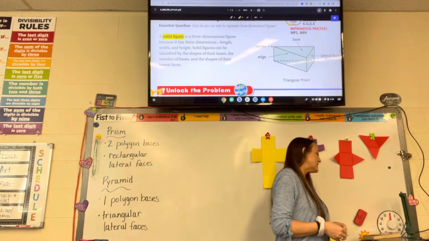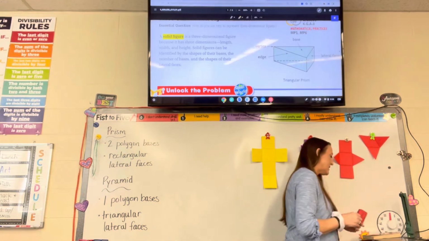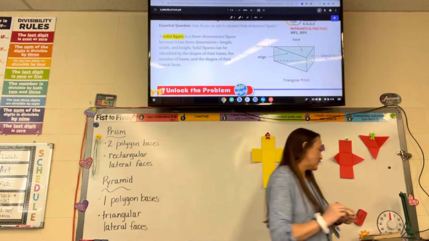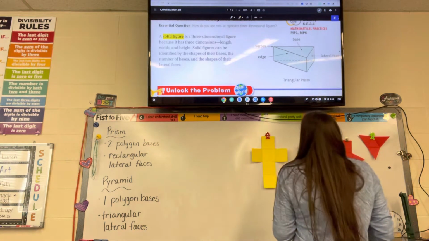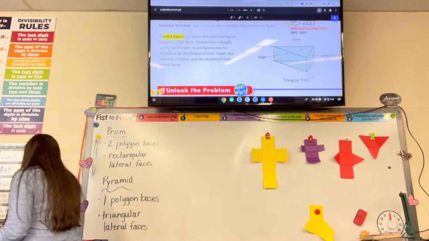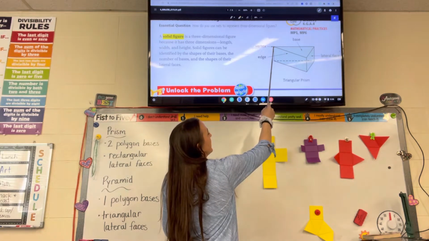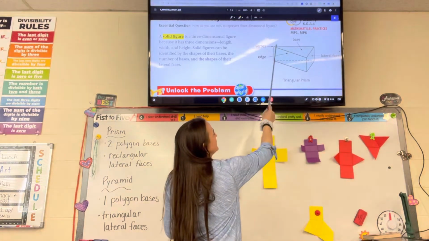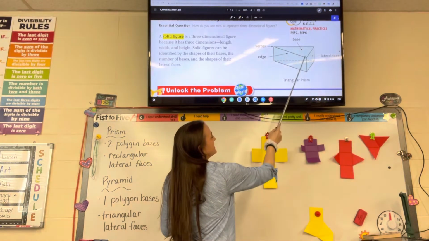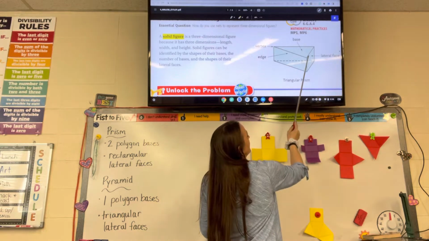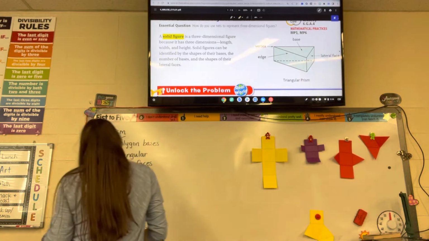Solid figures can be identified by the shapes of their bases, the number of bases, and the shapes of their lateral faces. So as we talked about, prisms and pyramids are what we're talking about. This also shows that a vertex is a point where sides meet. Edges are where a base meets a lateral face. And then we have bases and lateral faces, and this would be a triangular prism.